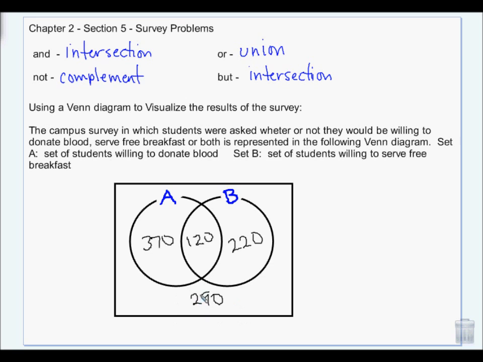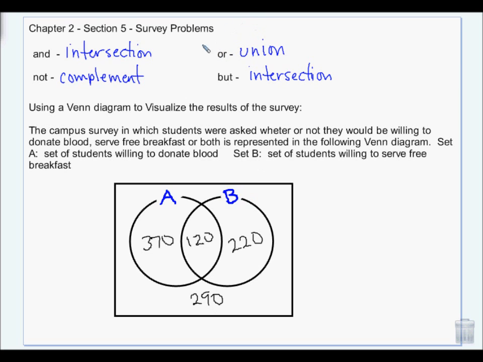And if I said not, if I was not A or not B, it's going to be everything out here, the 290. Okay, so we had done that campus survey earlier in the notes, and students are asked whether or not they'd be willing to donate blood, serve free breakfast, or both. A is the students willing to donate blood, so that's all of these people. B is the students willing to serve free breakfast. That's all of those people. And these 290 people down here are the ones that went, I'm not doing any of that.